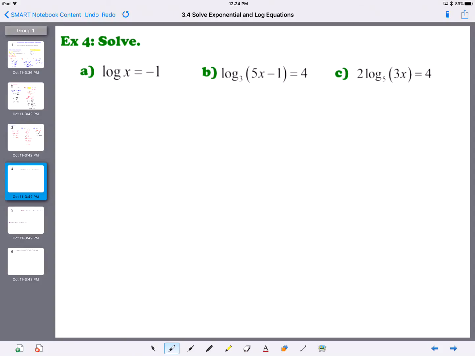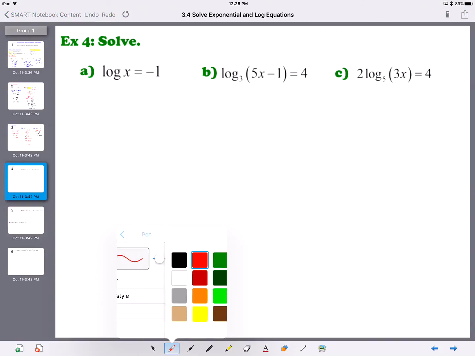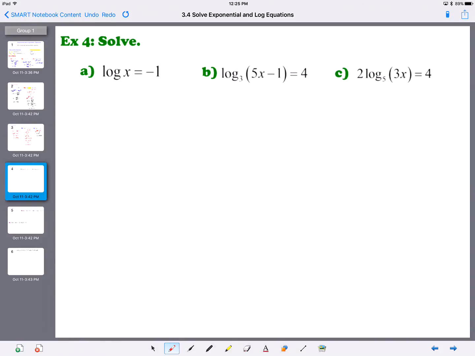I just got a couple more examples to go through with you guys on this. If you want to pause it and work through some of these on your own to see if you know how to do it, I think it's a great idea. Number 4, log base 10 of x.